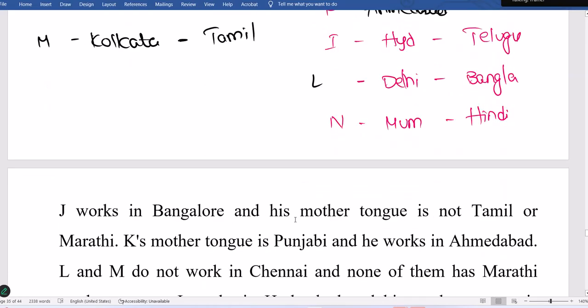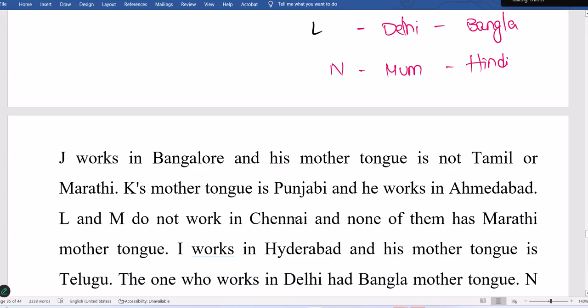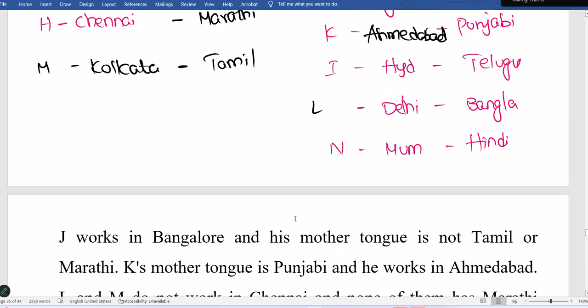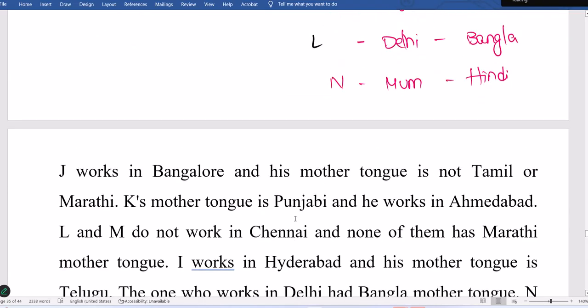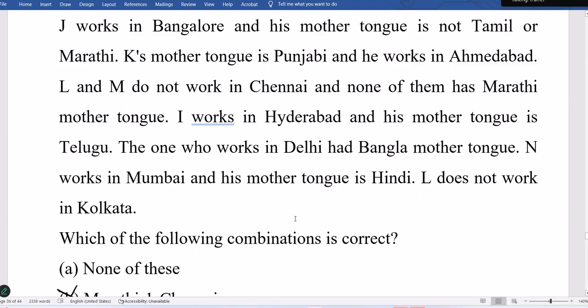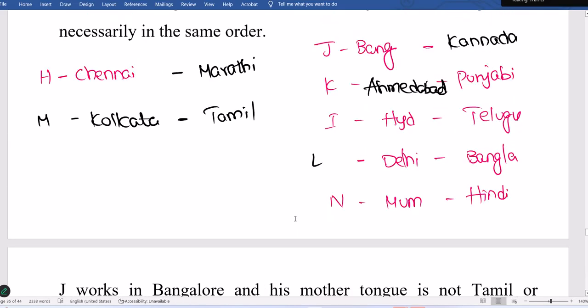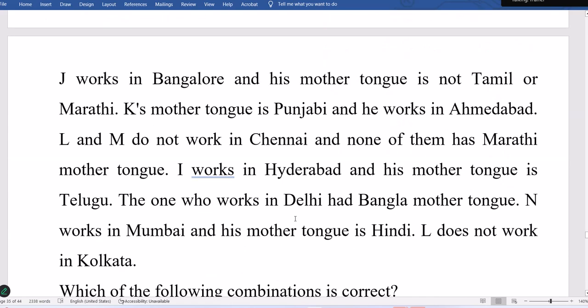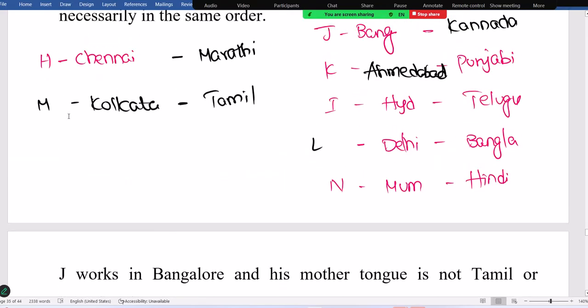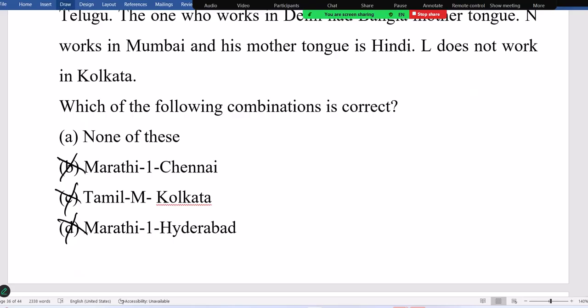Perfect. L and M do not work in Chennai. None of them have Marathi. I in Hyderabad, Telugu. Perfect. Delhi, Bangla. Okay, perfect. N works in Mumbai, Hindi. Perfect. L does not work in Kolkata. Perfect. Now we have to see Marathi, Chennai. Tamil, M, Kolkata is correct. Hyderabad is Telugu only. So C is the correct answer.